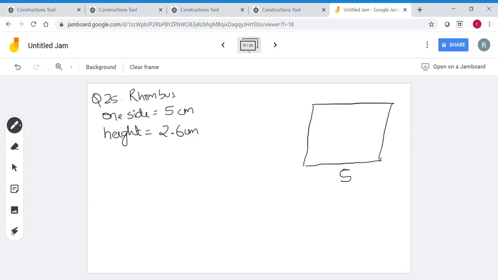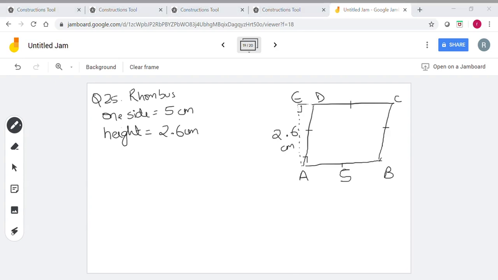So this is 5, which means all sides are 5 in length, and the height, which means if I draw a height from here like the way I've been doing it earlier, the height is 2.6 centimeter. So this is my height, 2.6. So how will I do the construction? Well, I've done this kind of construction earlier.